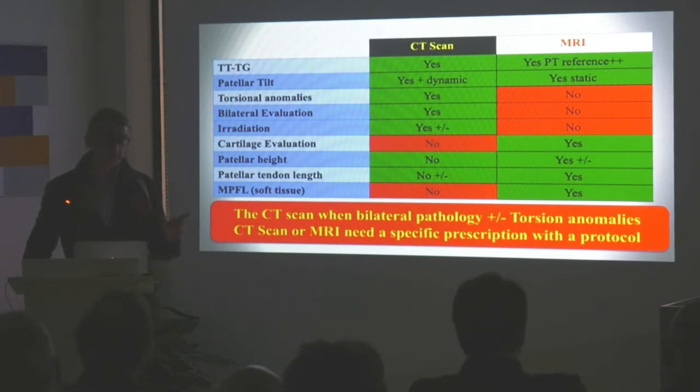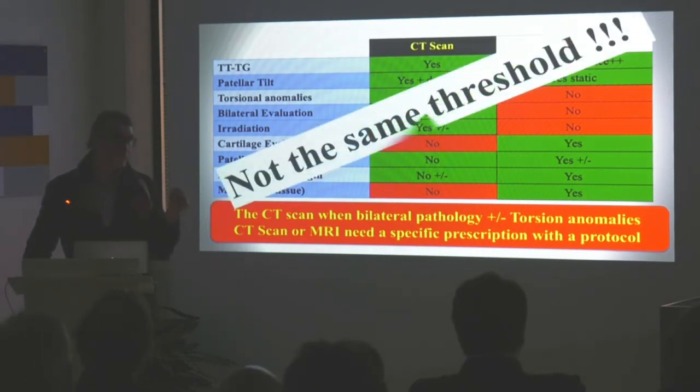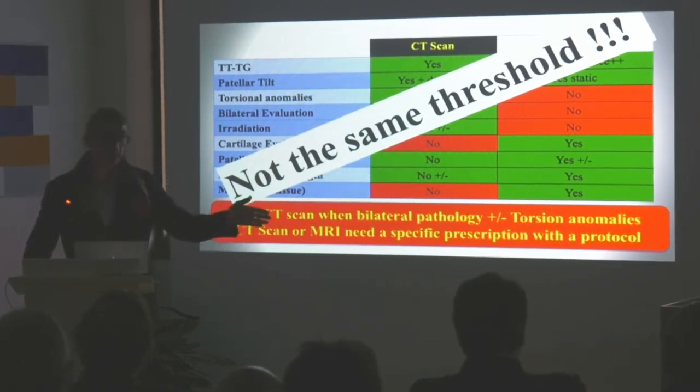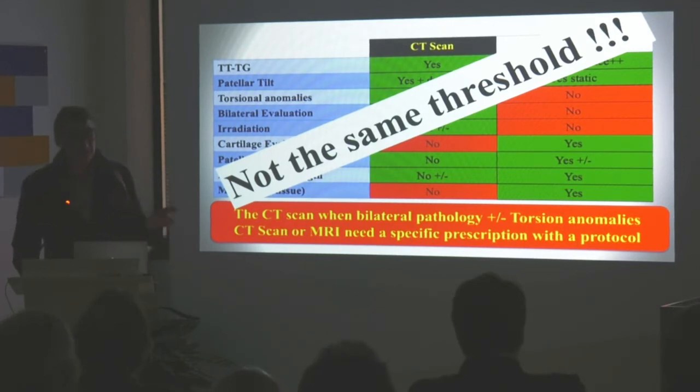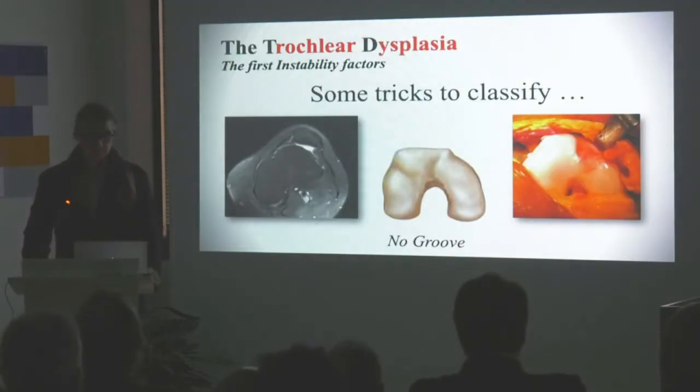And don't forget that the threshold values are different. If you use 20 mm for the TTTG, this is for CT scan. If you use an MRI, don't use 20. It's not 20, it's 30. So it's totally different, and you will not correct the same way if you don't know that. So be careful about that.